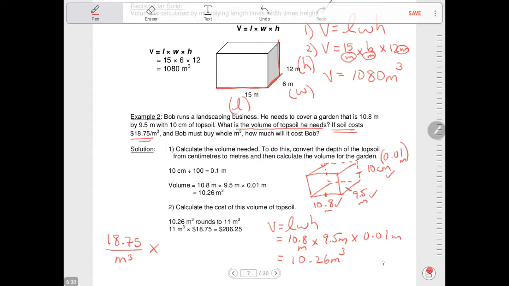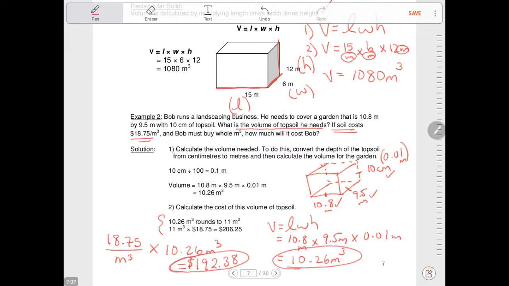Well, let's not worry about the rounding too much. You can certainly just go times 10.26 meters cubed, and you will get a price in this case, because I don't see where it says anything about rounding. So 18.75 times 10.26, and that will give you, give or take, $192.38. Now, I'm not making a mistake here. You just notice that what they've done here is they've rounded the 10.26 to 11. And I don't see anywhere in here where it says that you need to round, so I'm going to give you the exact answer.